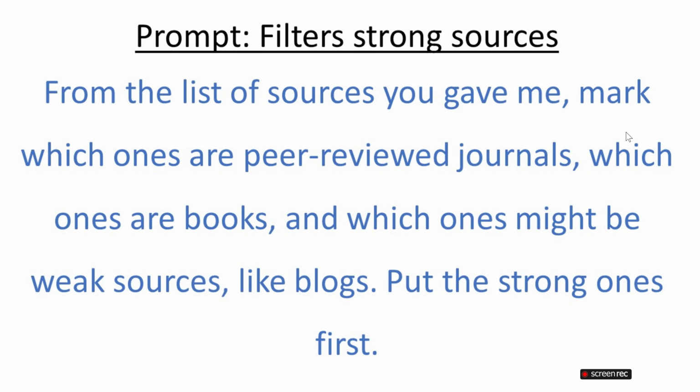Now the prompt reads: from the list of sources you gave me, mark which ones are peer-reviewed journals, which ones are books, and which ones might be weak sources, like blogs. Put strong ones first. So you can copy this particular prompt and use it to filter even the resources you have obtained from ChatGPT.